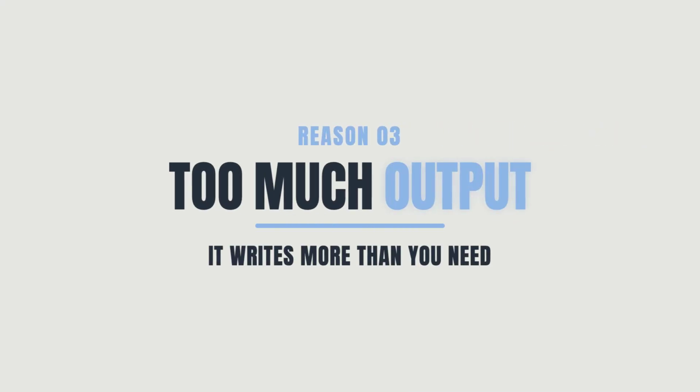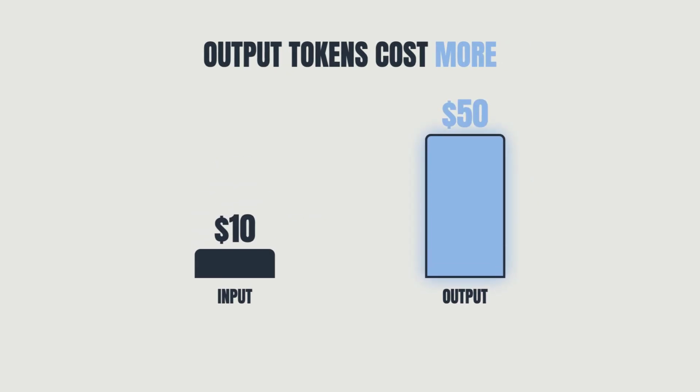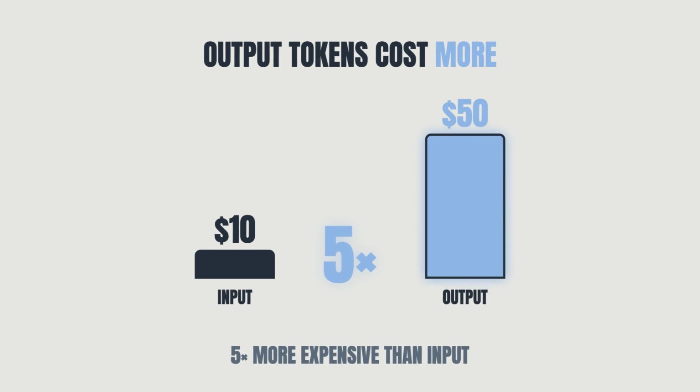Reason 3, you're letting Fable 5 write way more output than you actually need. Here's the thing about output tokens. They are priced at $50 per million, 5 times more expensive than input. And Fable 5 will happily generate a very long response if you don't tell it not to. A single uncapped verbose response can rack up a real cost just in output alone.